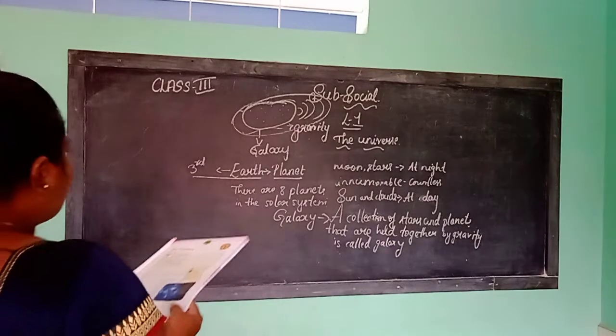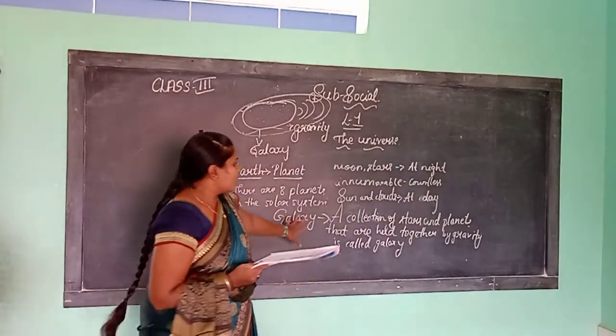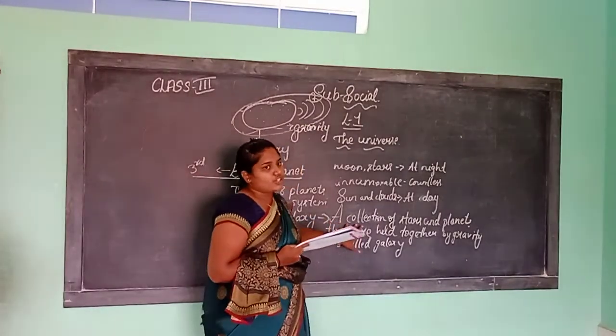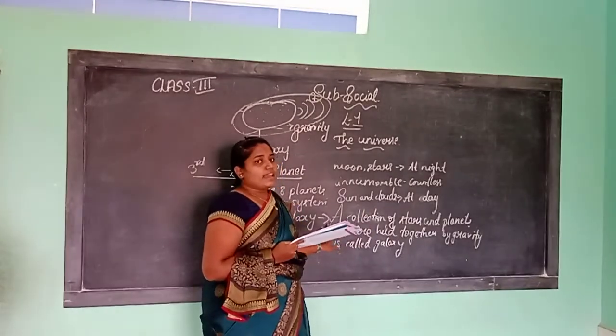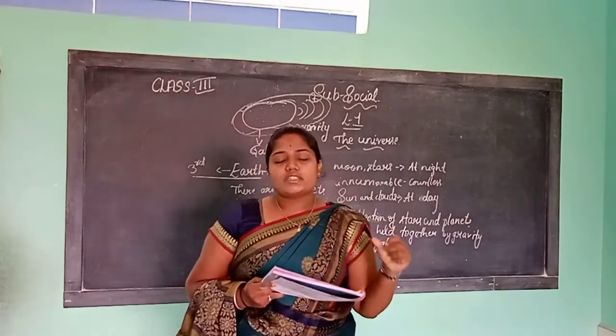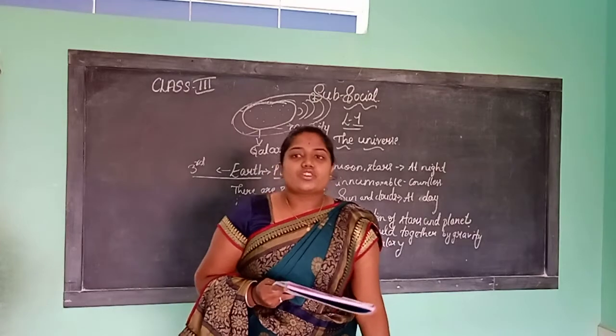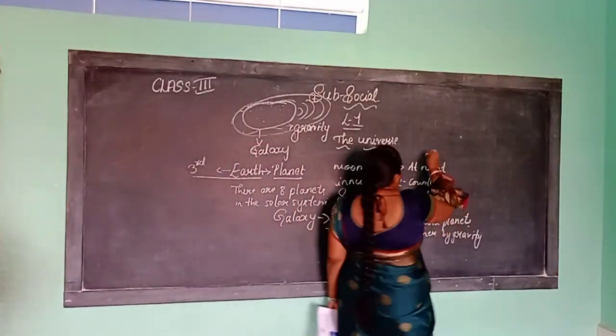There are thousands of galaxies. You know what the meaning of galaxy is? A collection of stars and planets is called a galaxy. Like this, there are countless thousands of galaxies. Our solar system exists in the Milky Way galaxy.